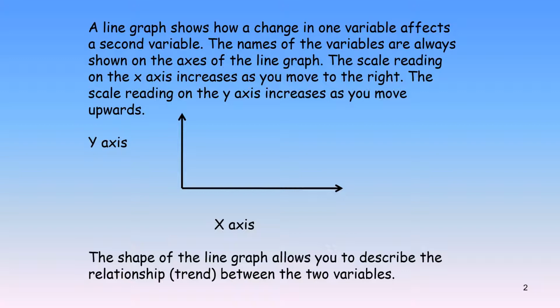The names of the variables are always shown on the axis of the line graph if it's a question where you need to describe. The scale reading on the x-axis increases as you move to the right. So as you're going from left to right here, the independent variable is increasing. And the scale reading on the y-axis increases as you move upwards. So for the dependent variable, we're going from smaller to larger that way. And the shape of the line graph allows you to describe the relationship or trend between those two variables.